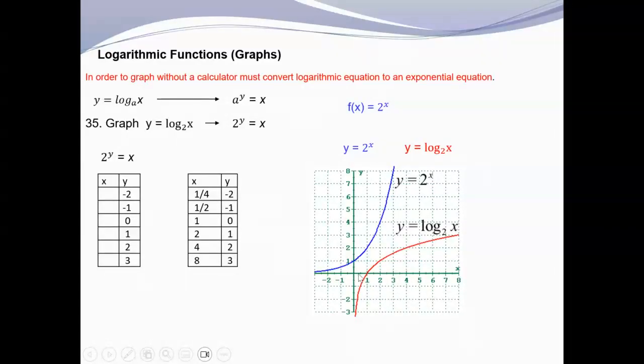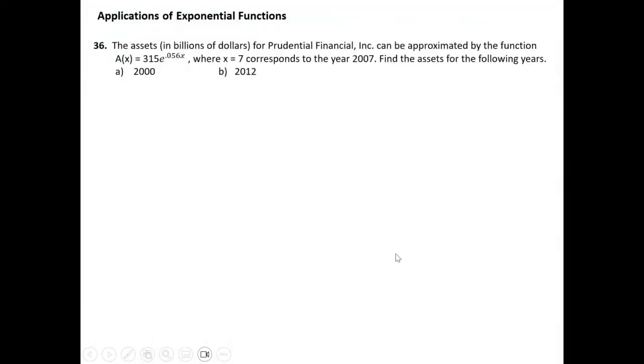When x is 1/2, y is -1. When x is 1, y is 0. When x is 2, y is 1. When x is 4, y is 2. And when x is 8, y is 3. This is my graphs, guys, right there. The blue is exponential from the beginning of the PowerPoint, and the red is the logarithmic graph.